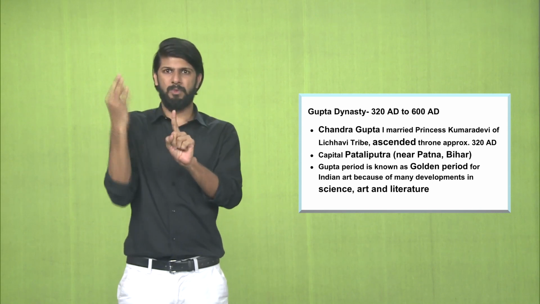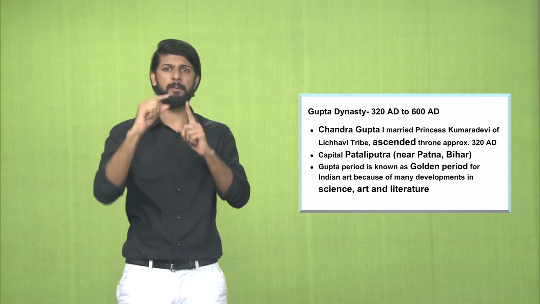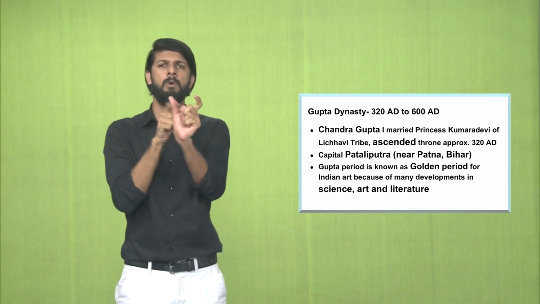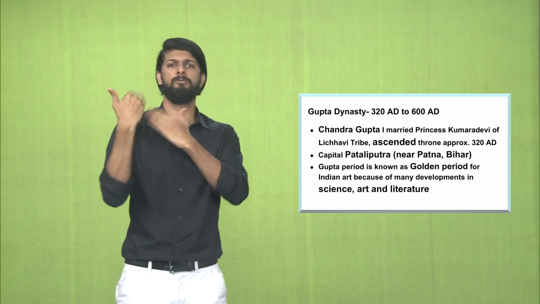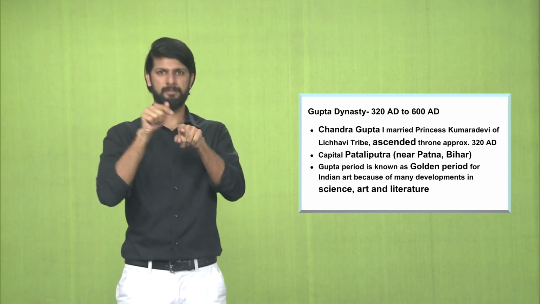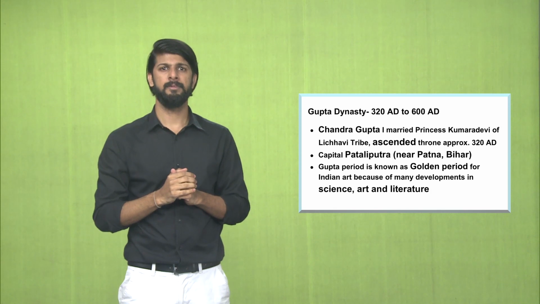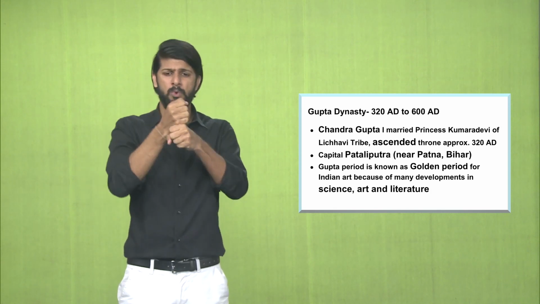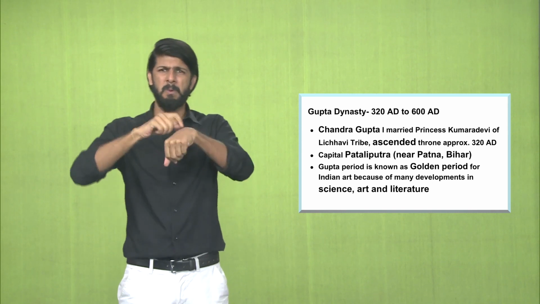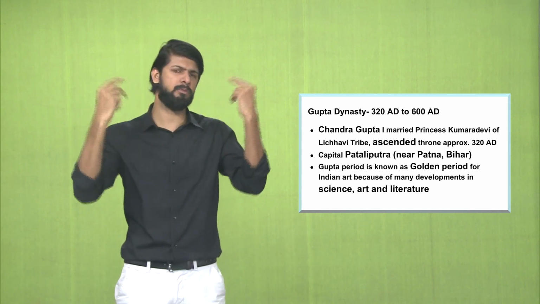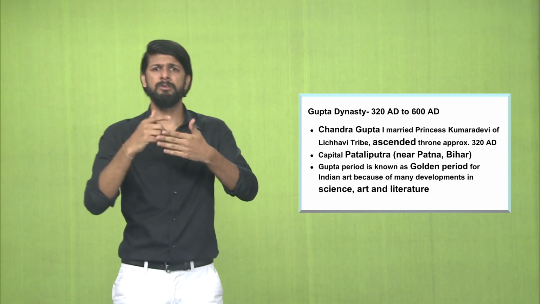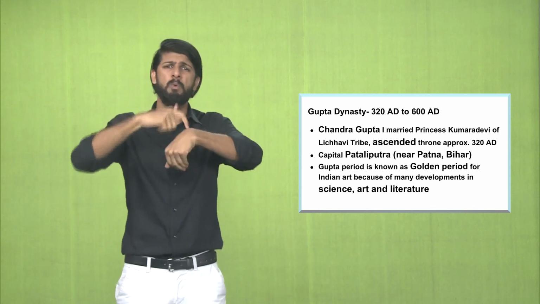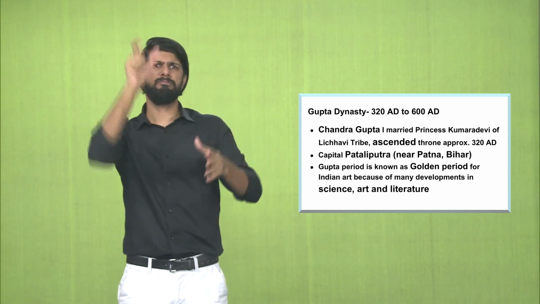The capital of the Gupta dynasty was called Pataliputra. The Gupta period is known as a golden period because of many developments in science, art, and literature.